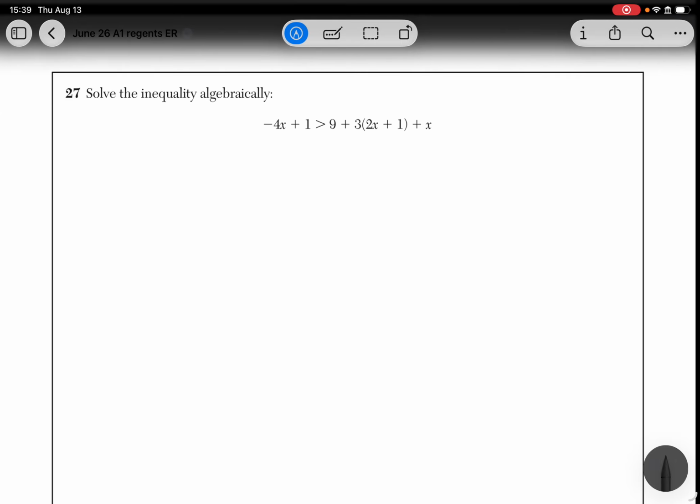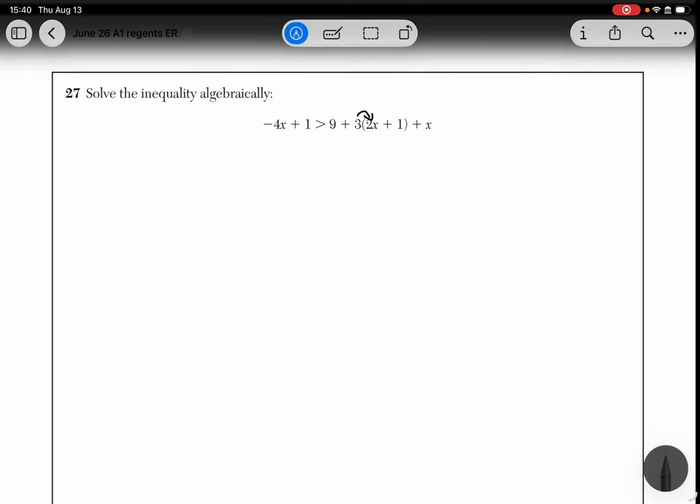All right, number 27, we're going to solve the inequality algebraically. All that means is that we need to use the basics of algebra that you started learning in 6th grade to isolate x, aka get x by itself. So first thing I notice here is that we have a set of parentheses with a number directly outside of it, which typically means that we need to use the distributive property.